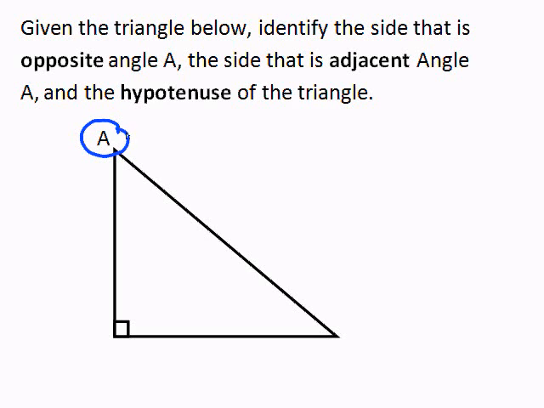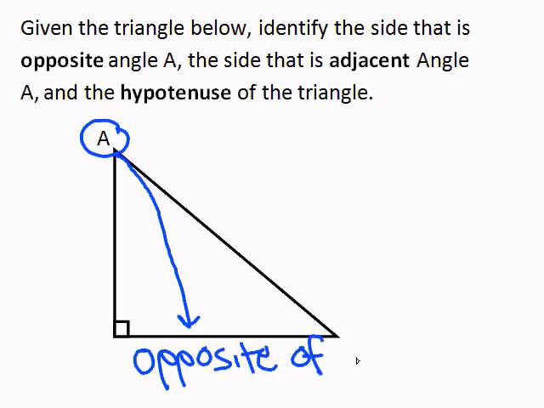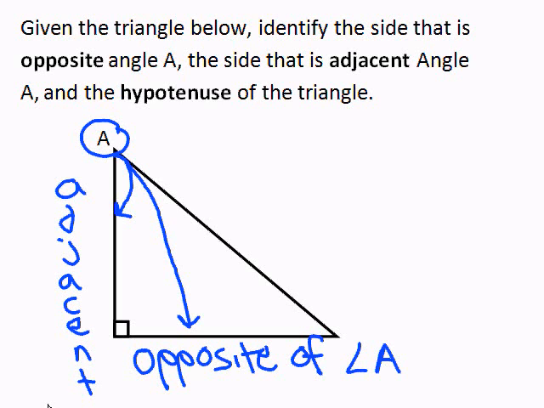Starting with angle A, the side that is opposite angle A is the side that's across from angle A. So this side is opposite of angle A. The side that's adjacent to angle A is the side that is next to, near, or close to angle A. The side that's real close to angle A is this one right here. This we're going to call the adjacent side. So this side is adjacent or next to angle A.